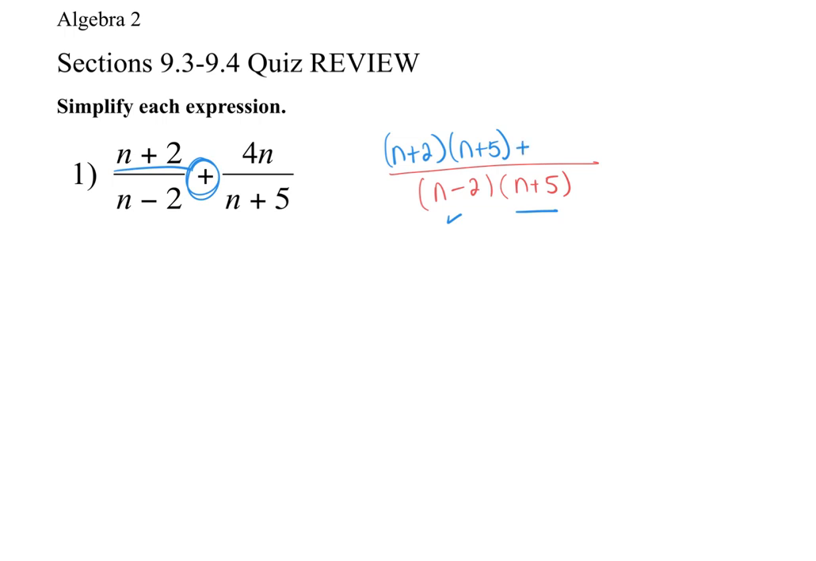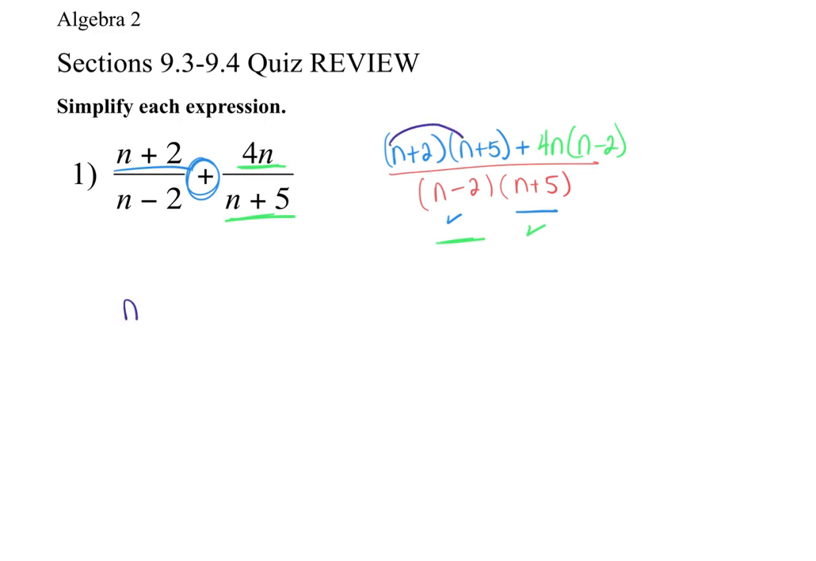And then I'm going to look at the next numerator. The next numerator is 4n. When I look, it has the n plus 5, but it needs the n minus 2. So I'm going to multiply that by the n minus 2. And now I'm really just simplifying. So I'm going to FOIL or distribute, and then I'm going to combine my like terms, see if anything can be simplified. So I'm going to FOIL this one.